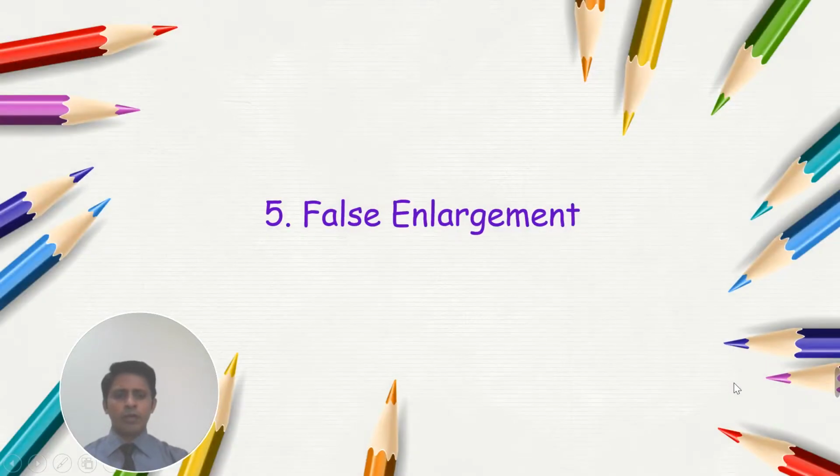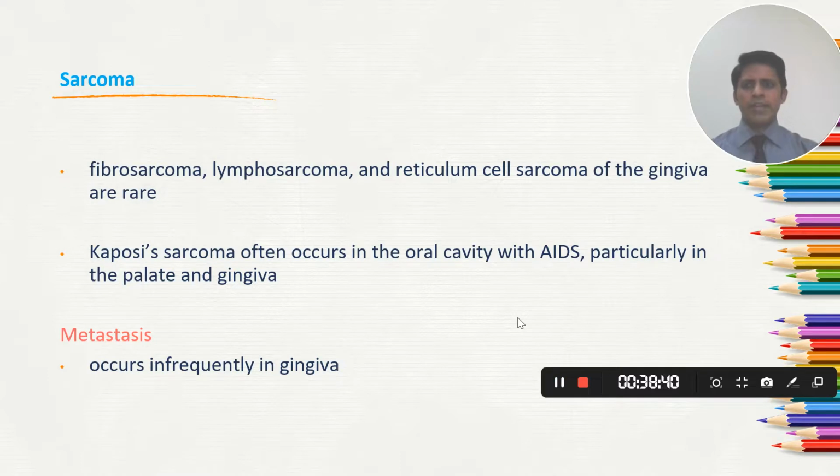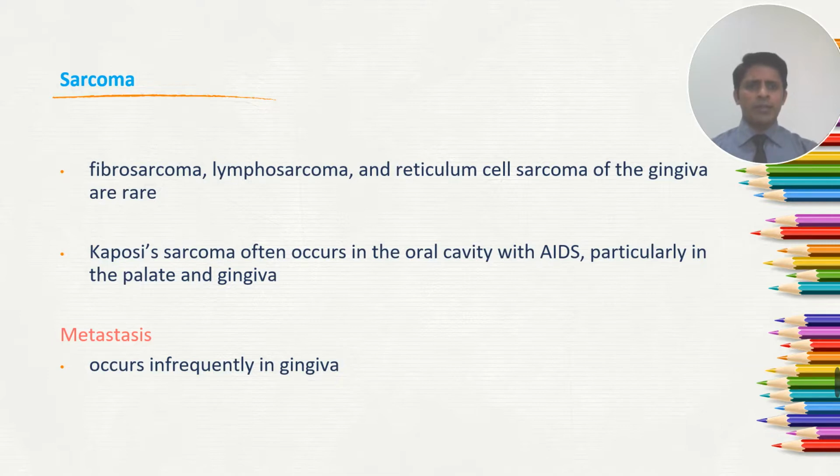Coming to sarcoma. Sarcomas like fibrosarcoma, lymphosarcoma, and reticulum cell sarcoma are seen in gingiva, but they are usually rare. Kaposi's sarcoma often occurs in the oral cavity of AIDS patients, particularly in the palate and gingiva, and metastasis occurs infrequently in gingiva.